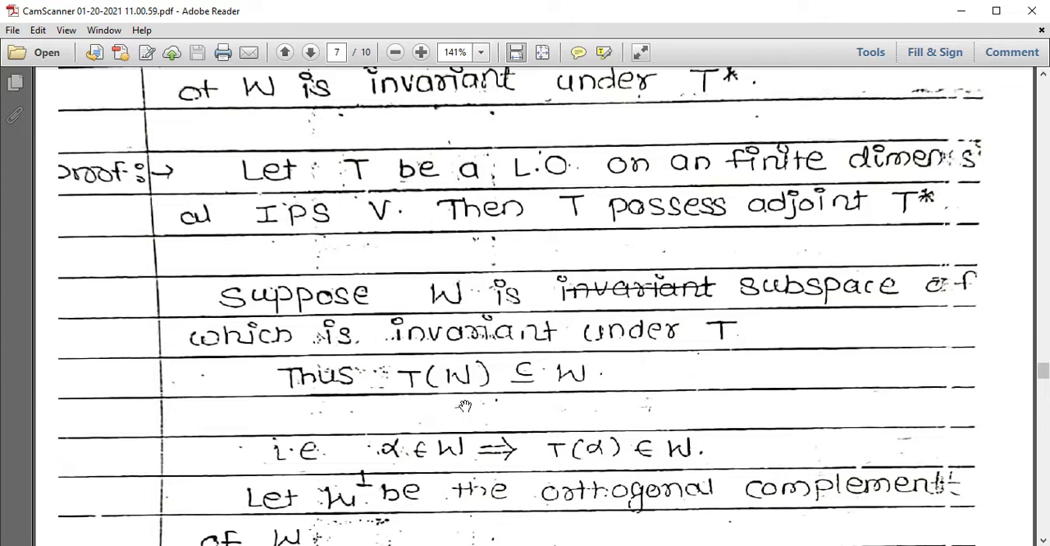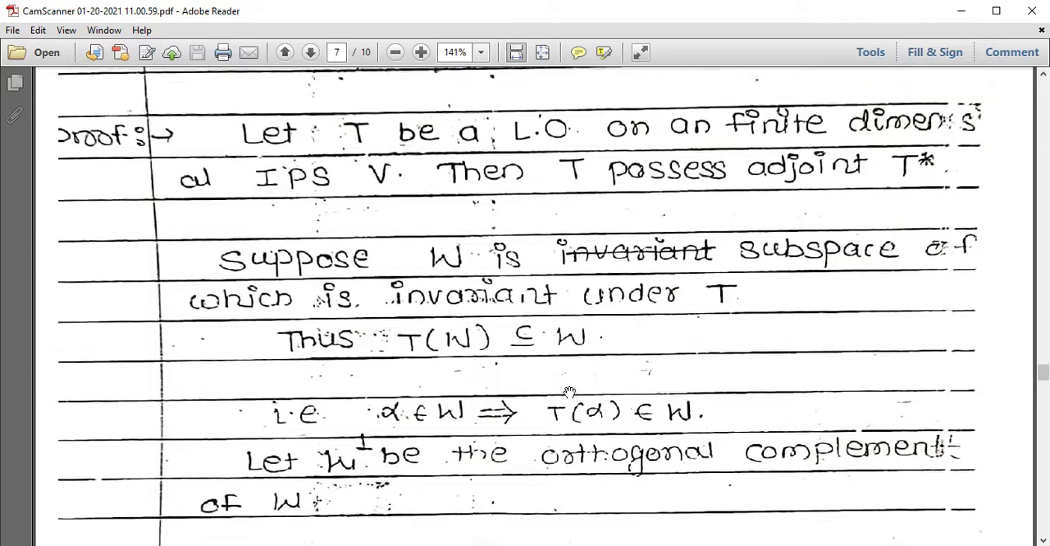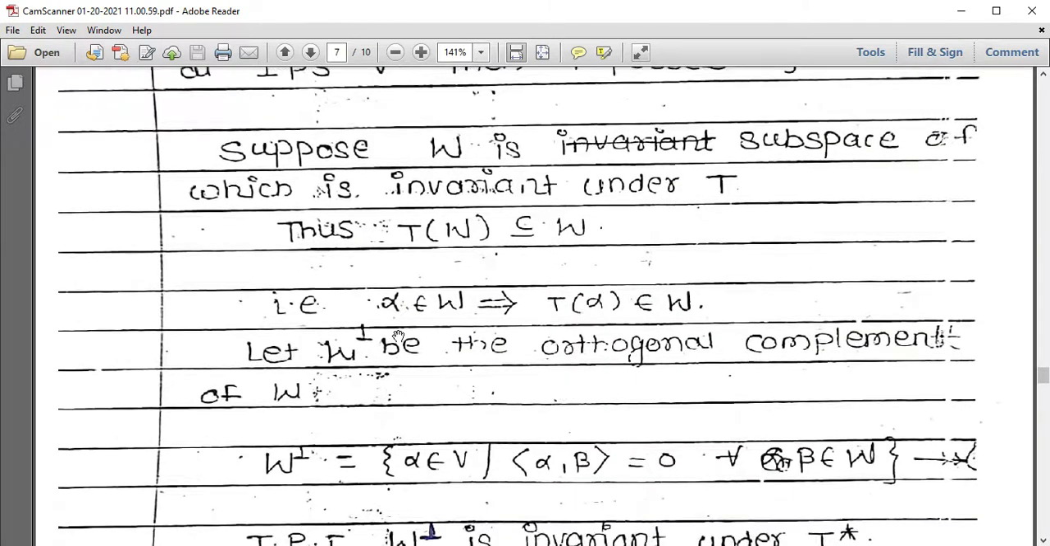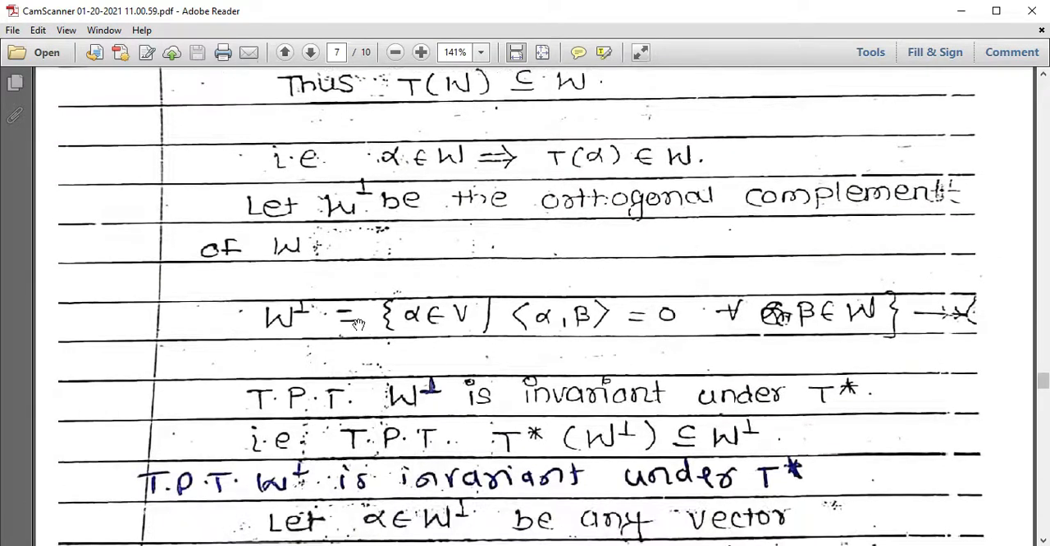What does it mean? T of W is contained in W. So this is the definition of invariant under T. That is, if you take an alpha belonging to W, it implies that T of alpha belongs to W. Now, let W perp be the orthogonal complement of W.